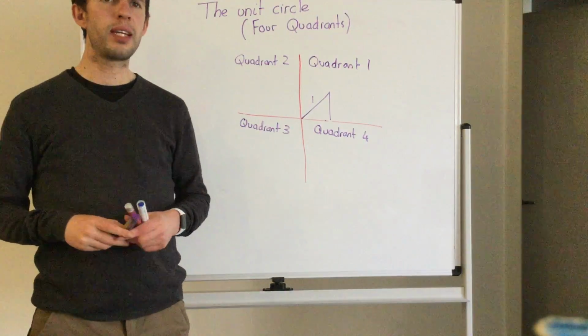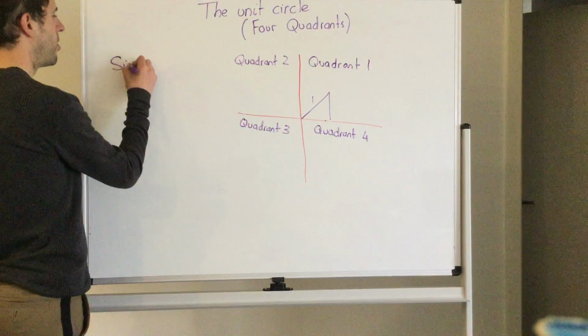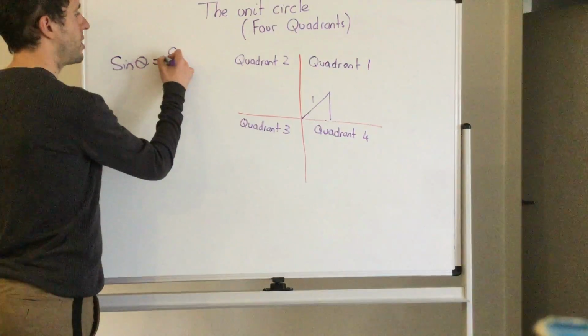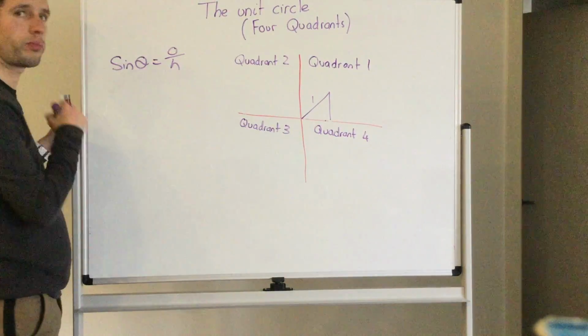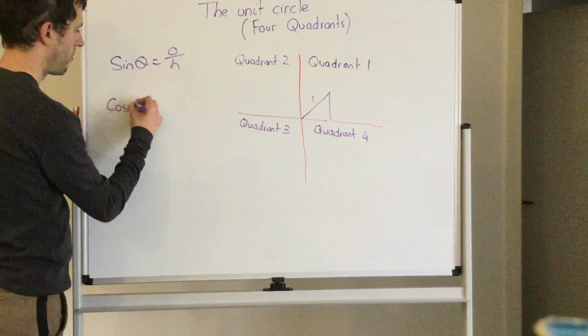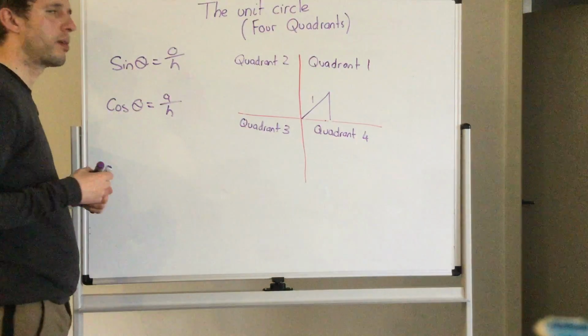Now, if I'm thinking about my understanding of trigonometry, we're just going to look at sine and cosine today. So we know sine equals opposite over hypotenuse, and cosine equals adjacent over hypotenuse.